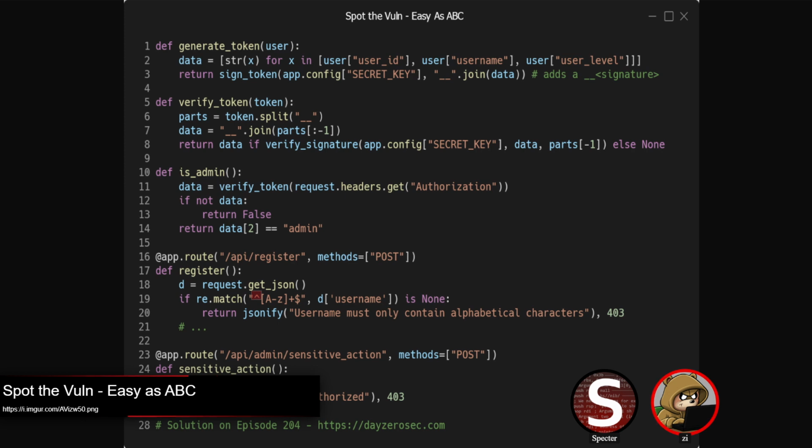So effectively, at least the thought here is that it will match only if the entire string is alphabetical characters. But the problem is, capital A to capital Z, that'll work how you expect. But by doing this capital A to lowercase z, that's not always a vulnerability. In this case, it is.